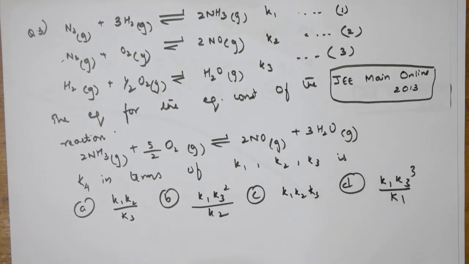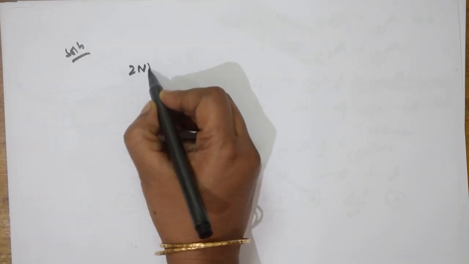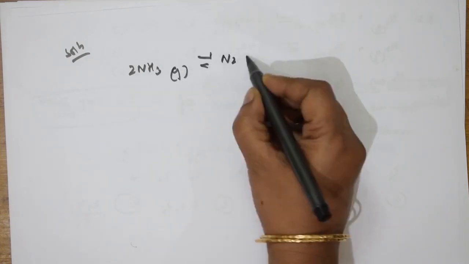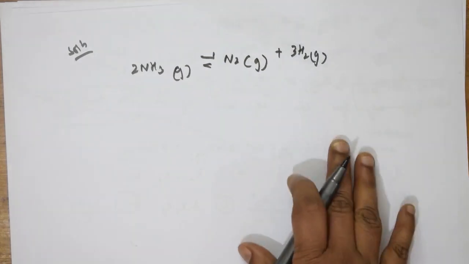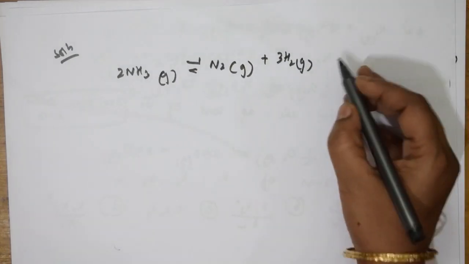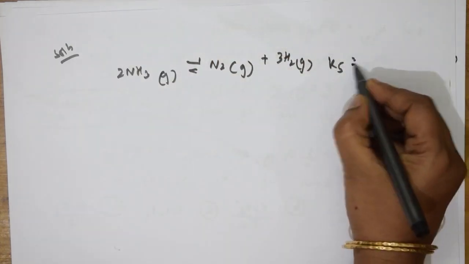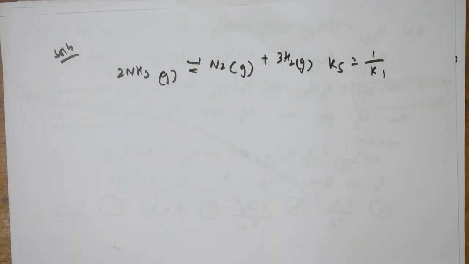When you invert the first reaction, what will happen? You will write it as 2NH3 gaseous becoming nitrogen gaseous plus 3 hydrogen gaseous. Done. Let us assume this is K5. Now that we have inverted it, K5 is equal to 1 by K1. This is done.